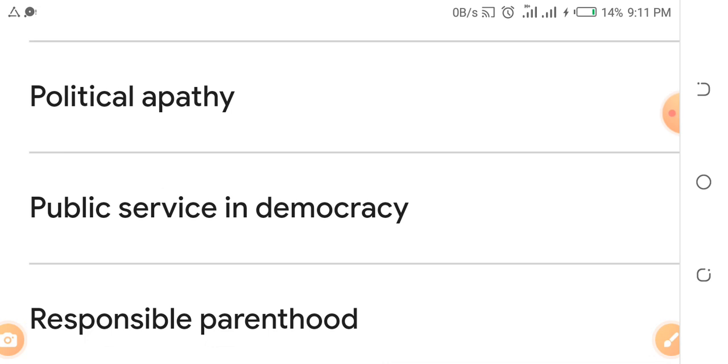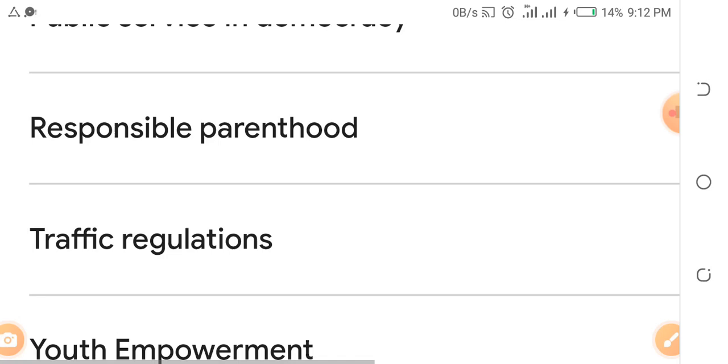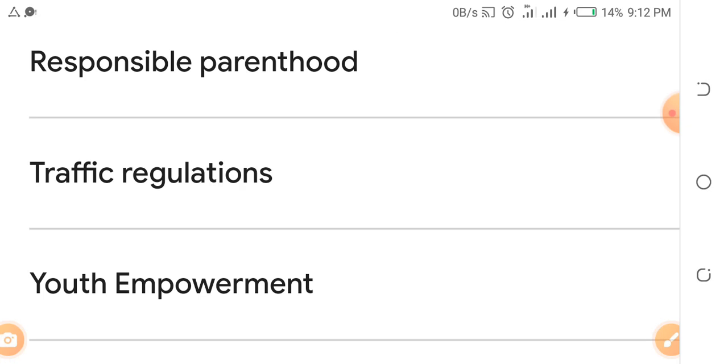Public service in democracy is another very, very important topic. Another one is responsible parenthood. This one is always coming out in WAEC, NECO, and JAMB. The next one is traffic regulations. I will take it, even if you are not getting it, I will repeat it. Then youth empowerment.